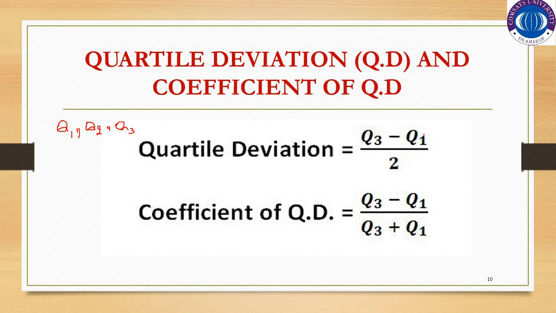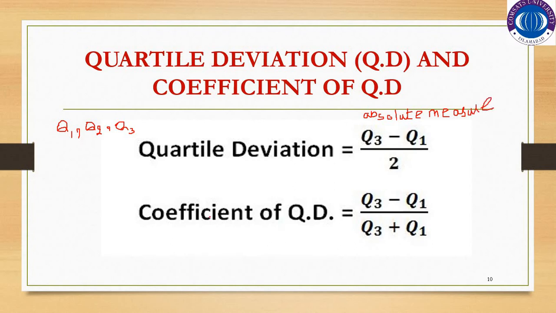If you want to know how to find out Q1 and Q3, go back to the lecture in which we have calculated the quartiles for grouped and ungrouped data. So Q3 minus Q1 divided by 2 is quartile deviation. This is the absolute measure. When I say that this is the absolute measure, it means that units are involved in this. Whatever the answer of Q3 minus Q1 divided by 2, the answer will be in the form of units.